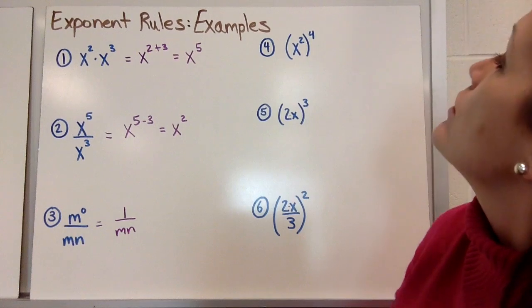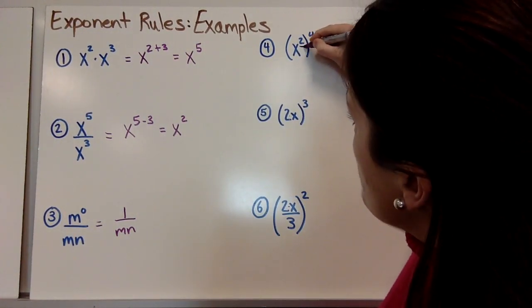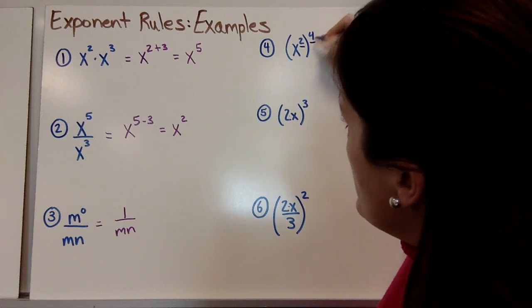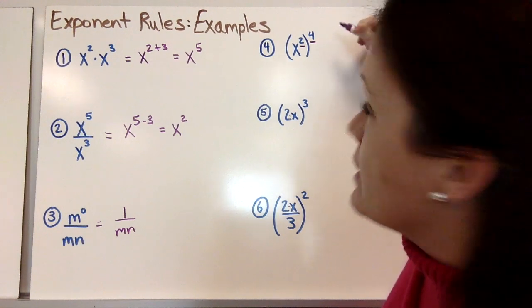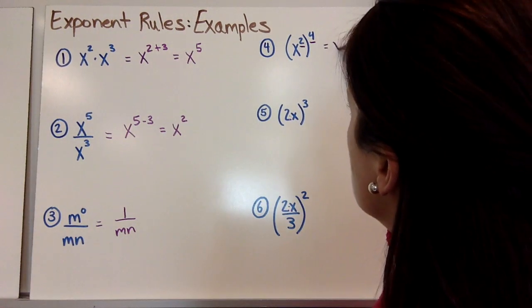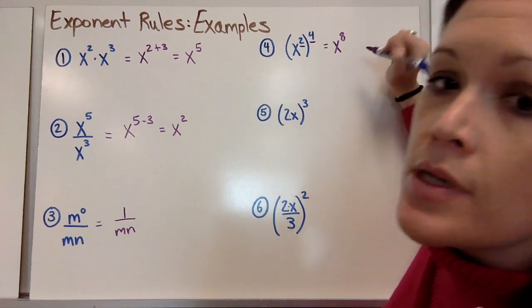Number 4, we have the power of a power. So you notice x already has a power of 2, and now it has another power of 4. So that's where you want to multiply them together. So we get x to the 2 times 4, which would just be 8.